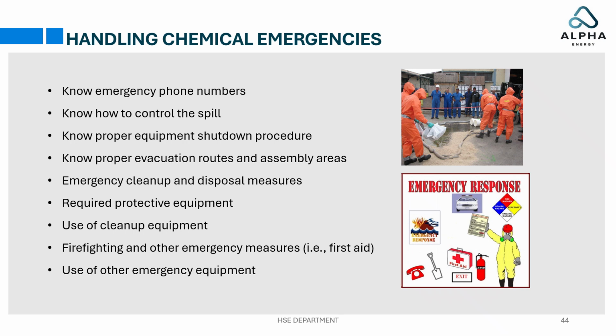Handling chemical emergencies. In case of an emergency, it is crucial to know the appropriate phone numbers to call, how to control and contain a spill, and the correct procedure for safely shutting down equipment. Be familiar with evacuation routes, designated assembly areas, and the use of required protective and cleanup equipment. Emergency response includes proper cleanup and disposal methods, firefighting procedures, first aid, and the operation of other emergency equipment to ensure safety and minimize hazards.